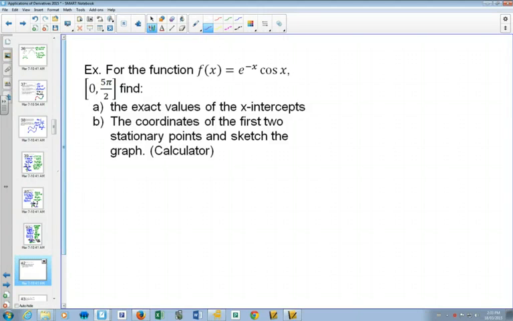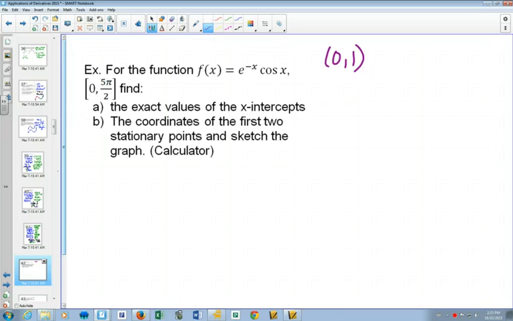So in this question where they have this certain domain from 0 to 5 pi over 2, you're going to also make sure that you include the endpoints. So for example, what happens when you plug in 0 into this equation? What's it equal to? 1. Cos of 0 is 1. E to the power of 0, anything to the power of 0 is 1, so we just get 1 times 1. So we'd have 0, 1.